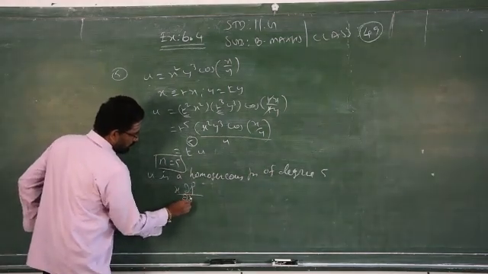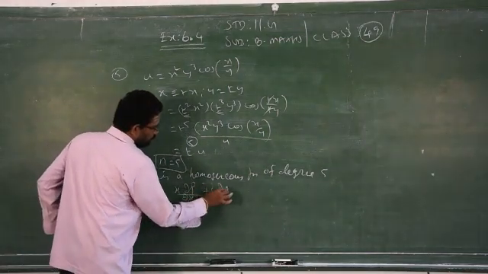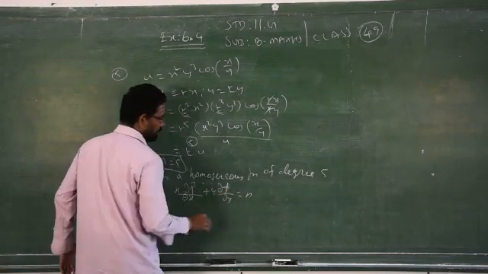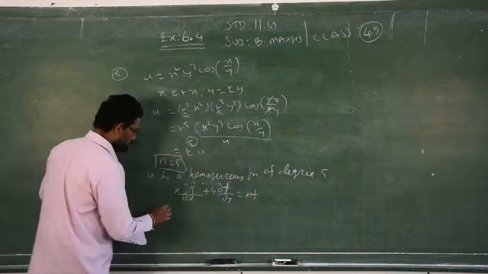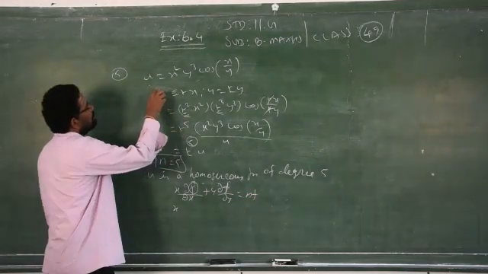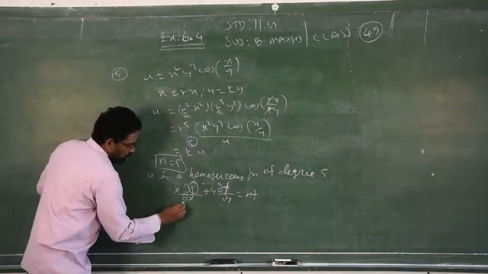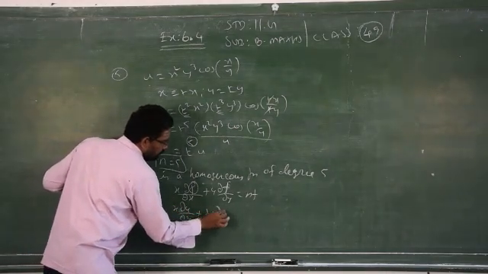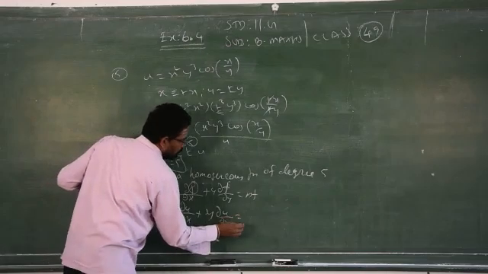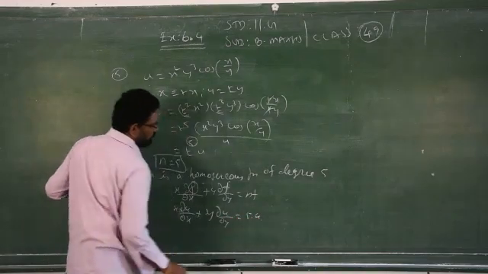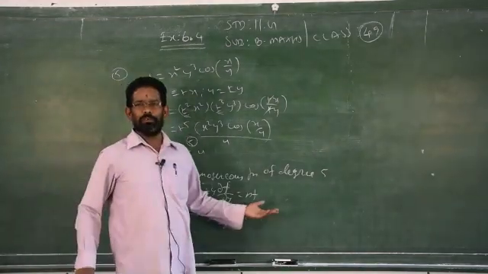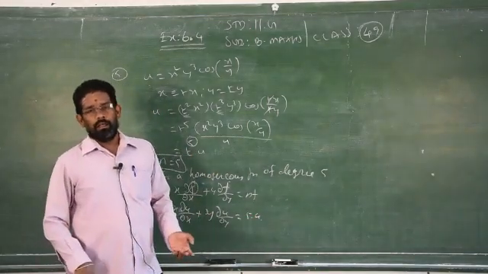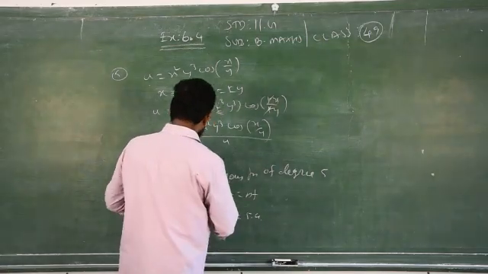General formula: x dou f by dou x plus y dou f by dou y is equal to n into f. In the place of f, what is given here? u. So the answer is over. x dou u by dou x plus y dou u by dou y is equal to 5u. That's all. Answer proof. This is using Euler's theorem. For using Euler's theorem, very simple. Clear? Now I will explain some problems.